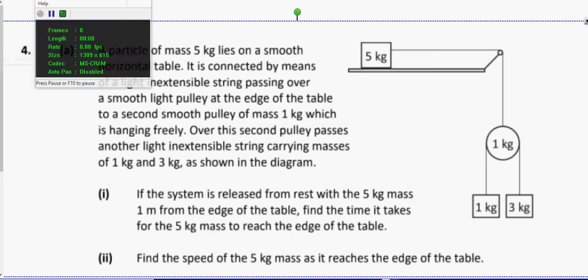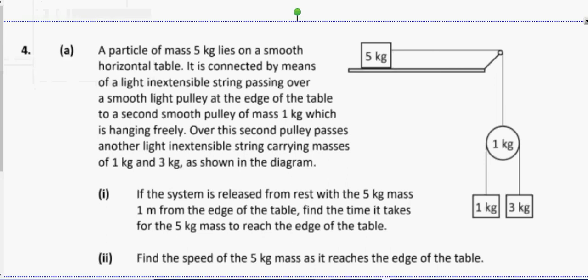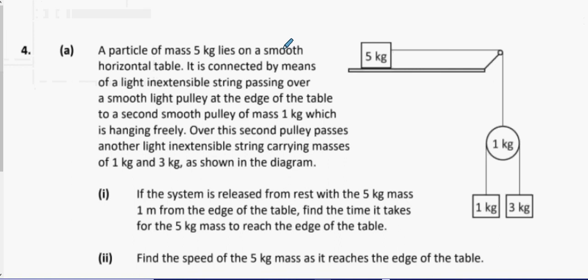Alright, a horizontal particle of mass 5 kilograms lies on a smooth horizontal table, is connected by means of a light inextensible string passed over a smooth light pulley at the end of the table to a second smooth pulley of mass 1 kilogram which is hanging freely. Over the second pulley passes another light inextensible string carrying masses 1 kilogram and 3 kilograms as shown.